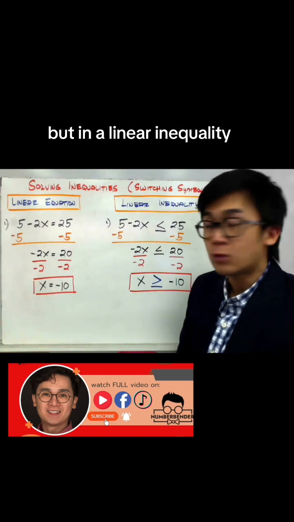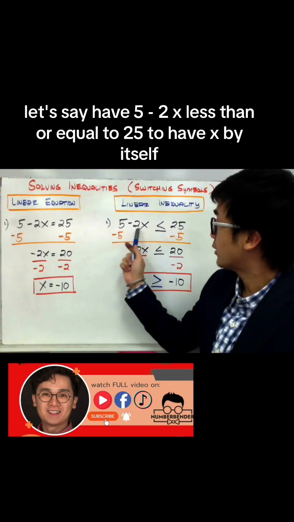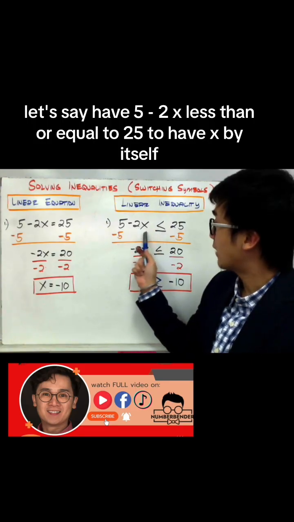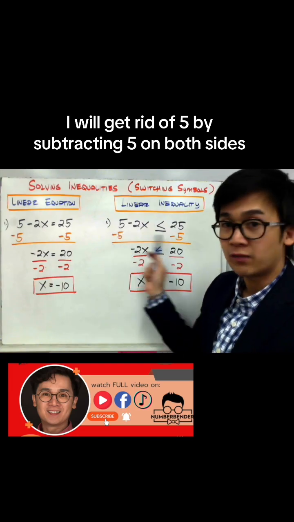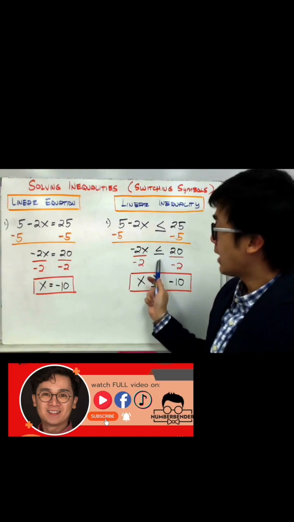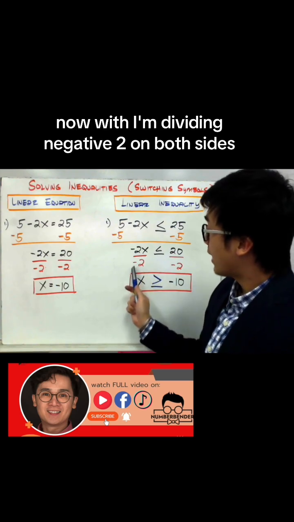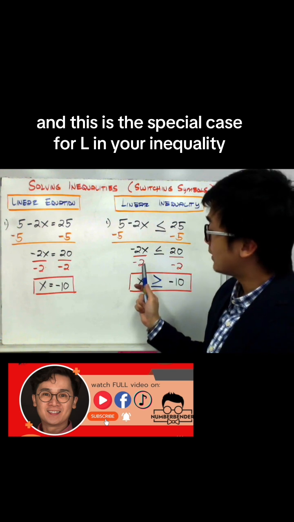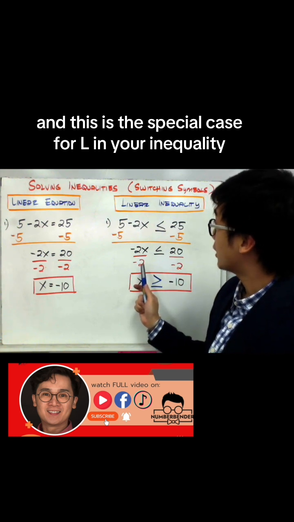But in a linear inequality, let's say I have 5 minus 2x less than or equal to 25. To have x by itself, I will get rid of 5 by subtracting 5 on both sides. So I have negative 2x less than or equal to 20. Now, I'm dividing by negative 2 on both sides, so I can get rid of negative 2. And this is the special case for a linear inequality.